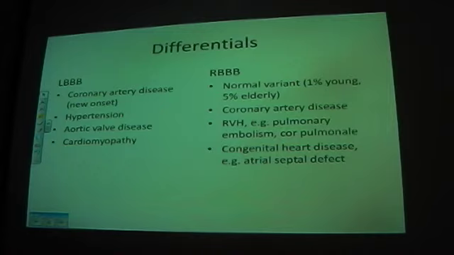Right bundle branch block can be normal. 1% of the young population have it, which means one person in this room probably has it. Again, it can be caused by coronary artery disease, cor pulmonale, or congenital heart disease.